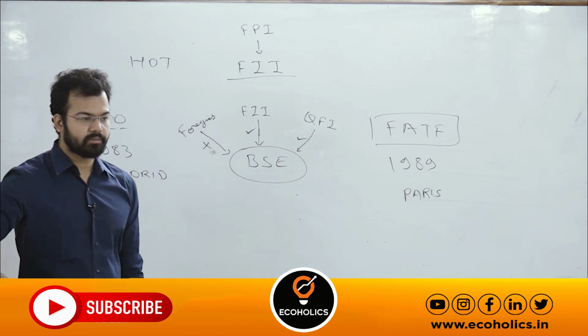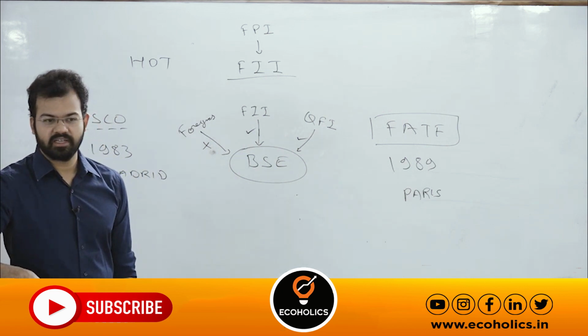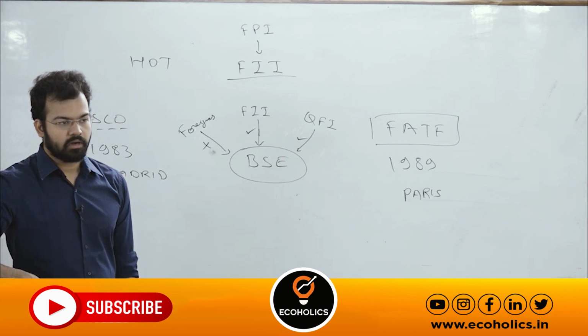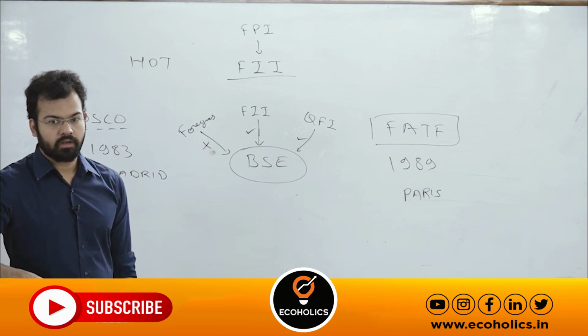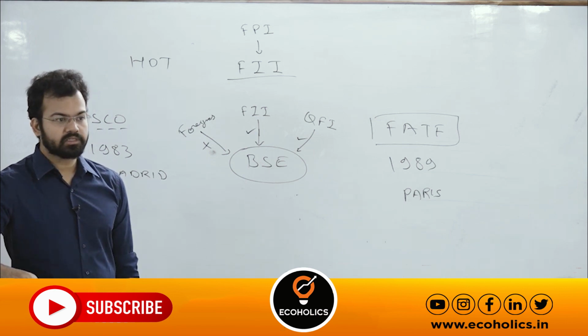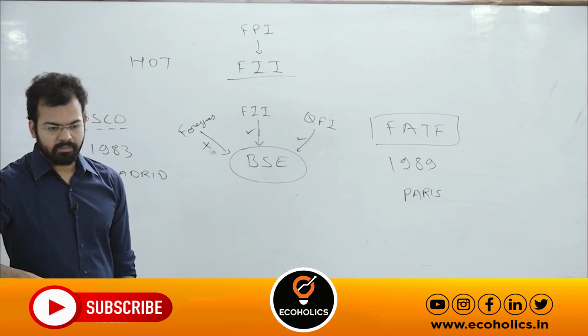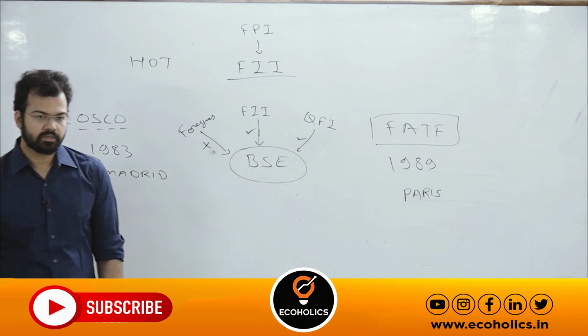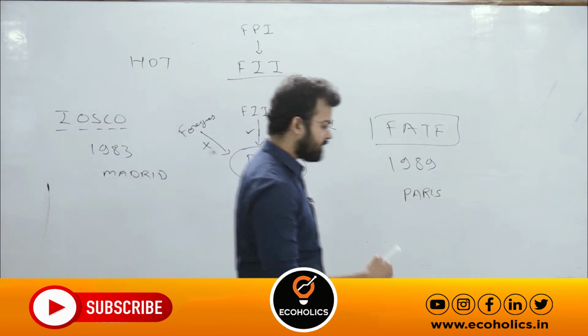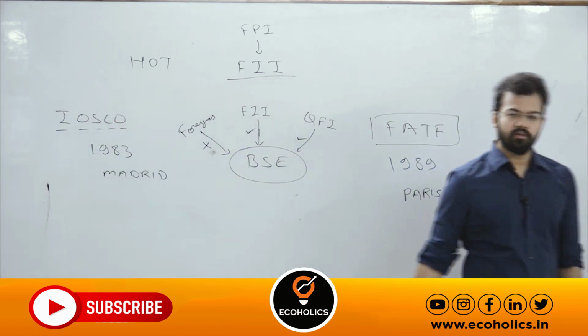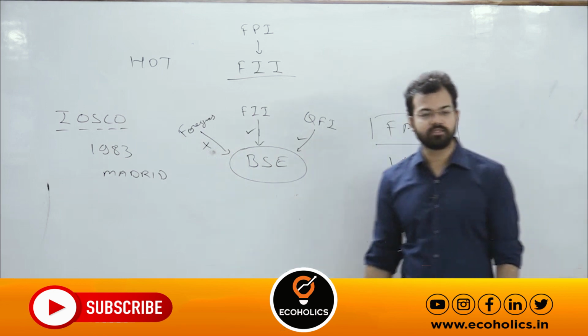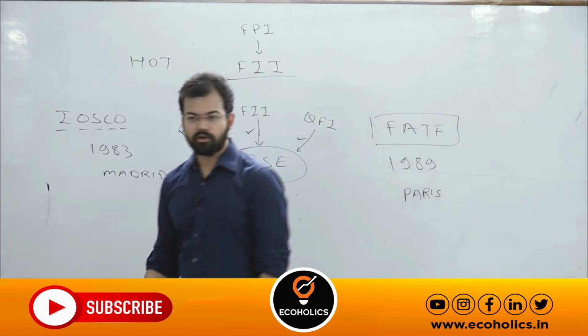What about Bank of International Settlement? Where is the headquarter? Basel, Switzerland, 1930. Please do revise your previous notes, because whenever you see the mains paper of 2017, you will find a lot of answers in your class notes itself. You can make out all the answers.